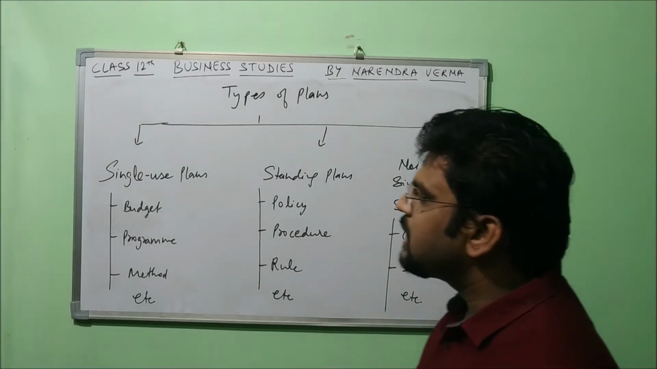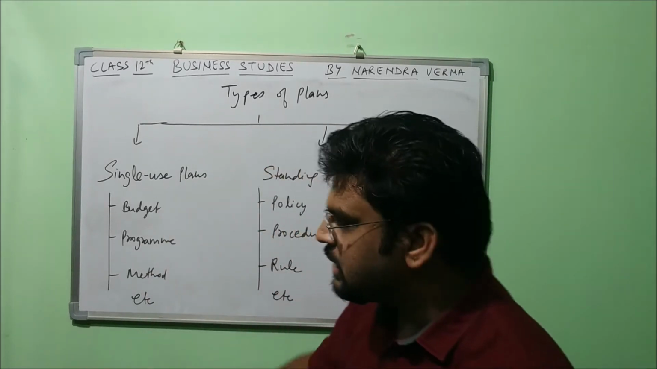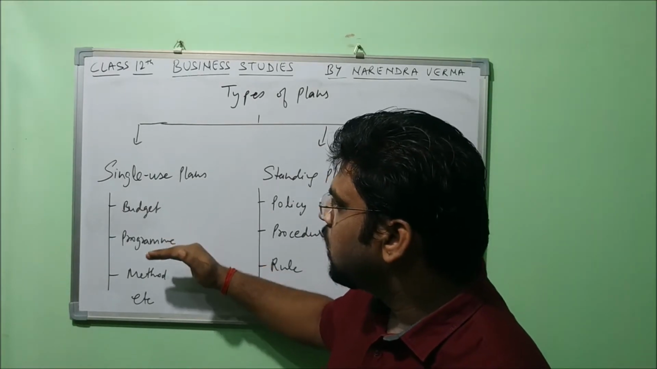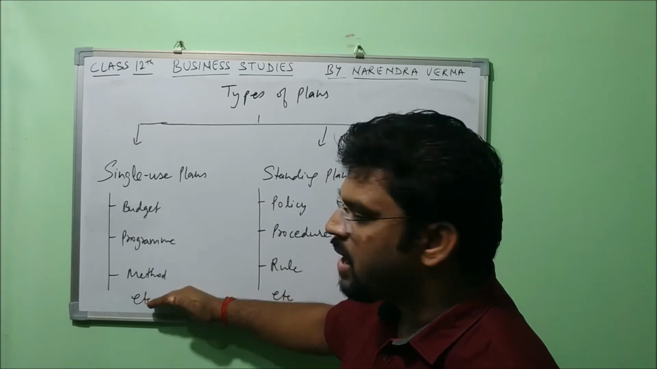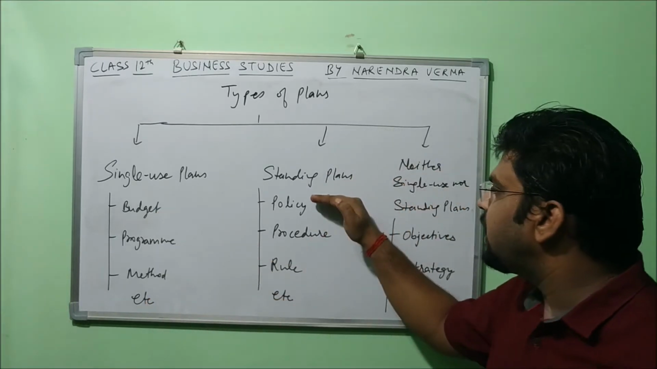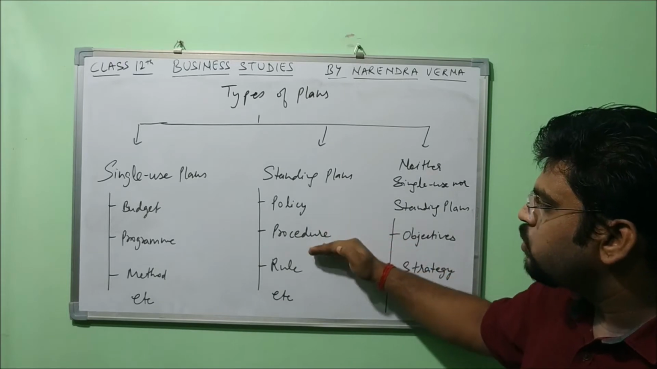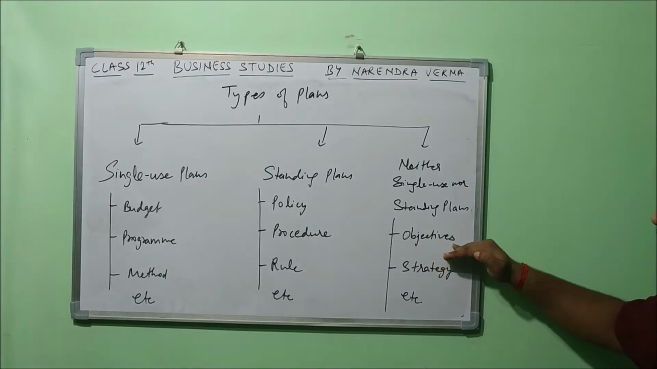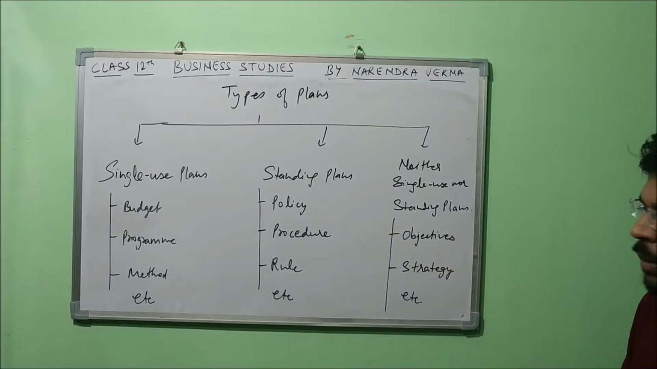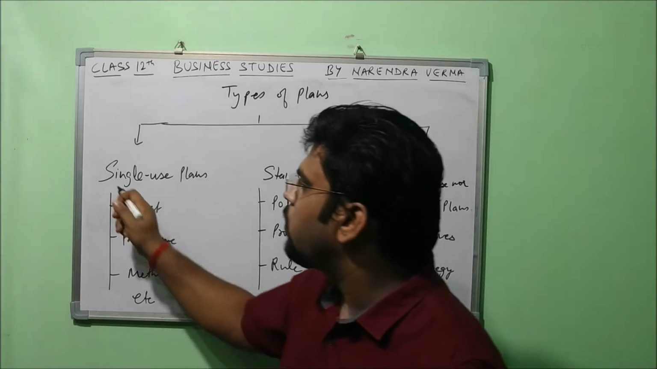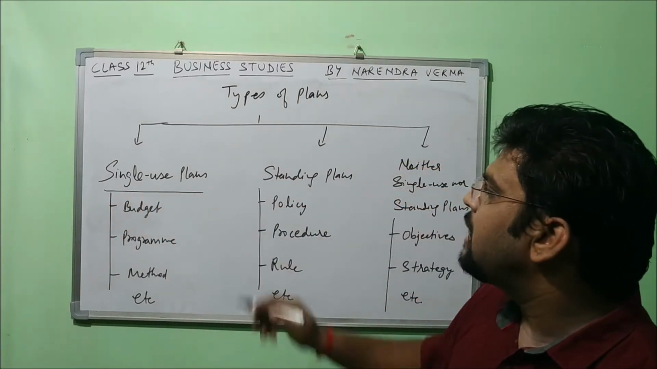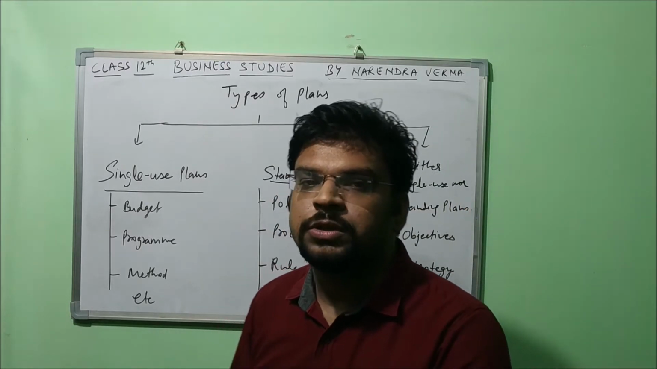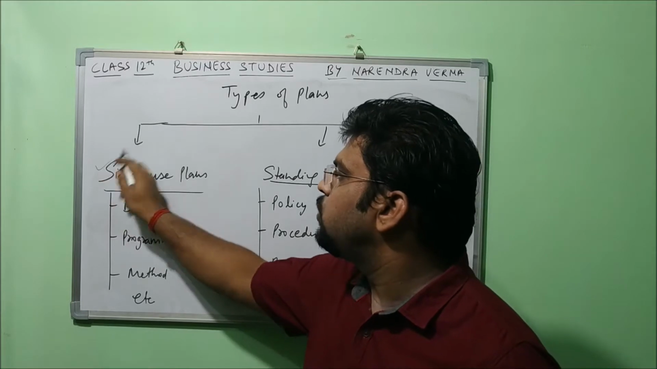Okay, so now let's understand about single use plans, and these are the examples which are there in your syllabus. For single use plans we will be studying budget, program and method in today's session, and for standing plans we will be studying policy, procedure, rules. And for this category we will be studying objectives and strategy, right? But before proceeding further, very first let's talk about single use plans and standing plans. What is the difference between them and what is the meaning of these two, right? So let's start with single use plans first.